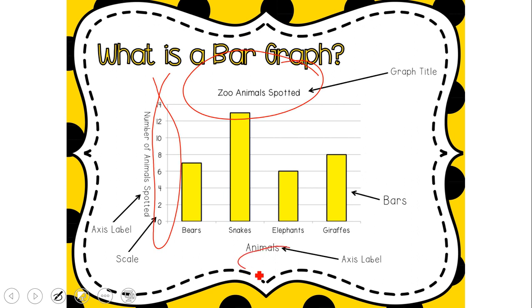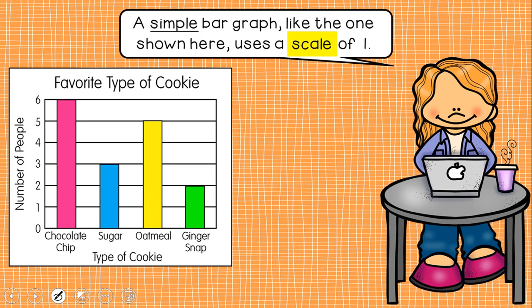Okay, now you have 2 labels, and these are called the axis labels. And basically that just shows what you're measuring. So down below we have the animals that we've seen at the zoo, and here we have the number of animals that the kids have seen at the zoo. Okay, so this bar graph is a simple bar graph. And basically a simple one just uses a scale of 1.